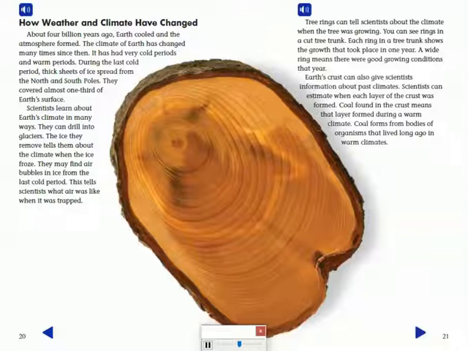Earth's crust can also give scientists information about past climates. Scientists can estimate when each layer of the crust was formed. Coal found in the crust means that layer formed during a warm climate. Coal forms from bodies of organisms that lived long ago in warm climates.